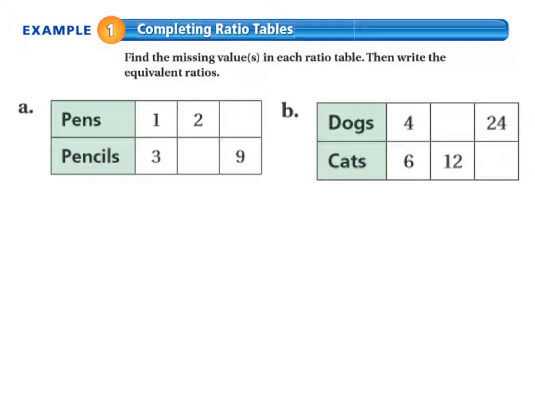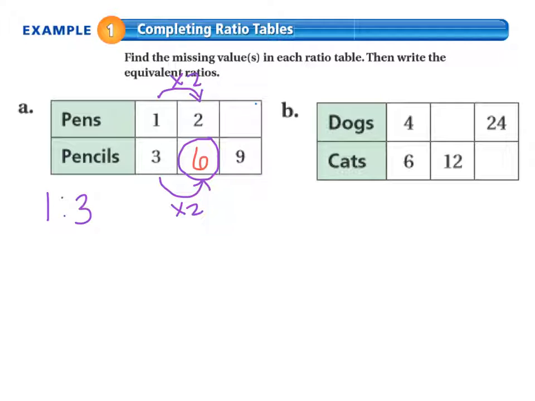Example 1a. Find the missing values in each ratio table, then write the equivalent ratios. When completing ratio tables, I usually take one column at a time. They give you the first ratio, which is 1 to 3, and then you need to find the missing pieces. I start right here. To go from here to here, what do you multiply 1 by to get 2? Well, we multiply it by 2. If you do it on the top, you do it on the bottom. 3 times 2 is 6.